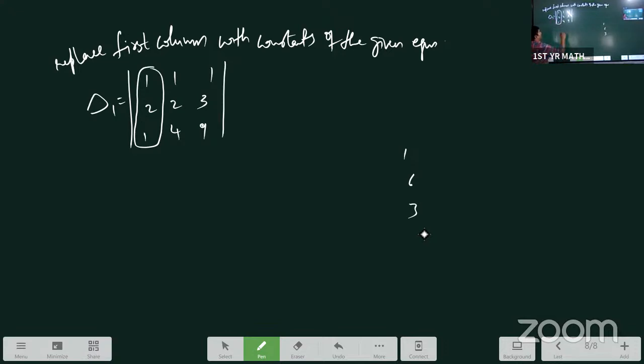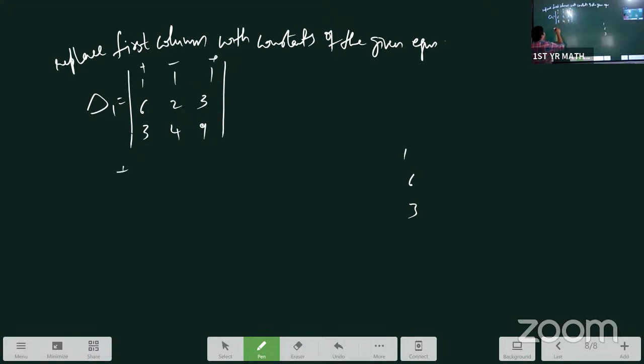Is it clear? For Cramer's rule, right? So now I'm going to replace 1, 6 and 3. Have a look, 1, 6 and 3, I'm going to replace with your constants. Now expand your determinant. When you expand a determinant, you will get some number which we'll call delta 1. Delta is nothing but the coefficient matrix. Your delta 1 is nothing but replacing the first column with the constants of the given equations and expanding the determinant. Again the same, plus minus plus.